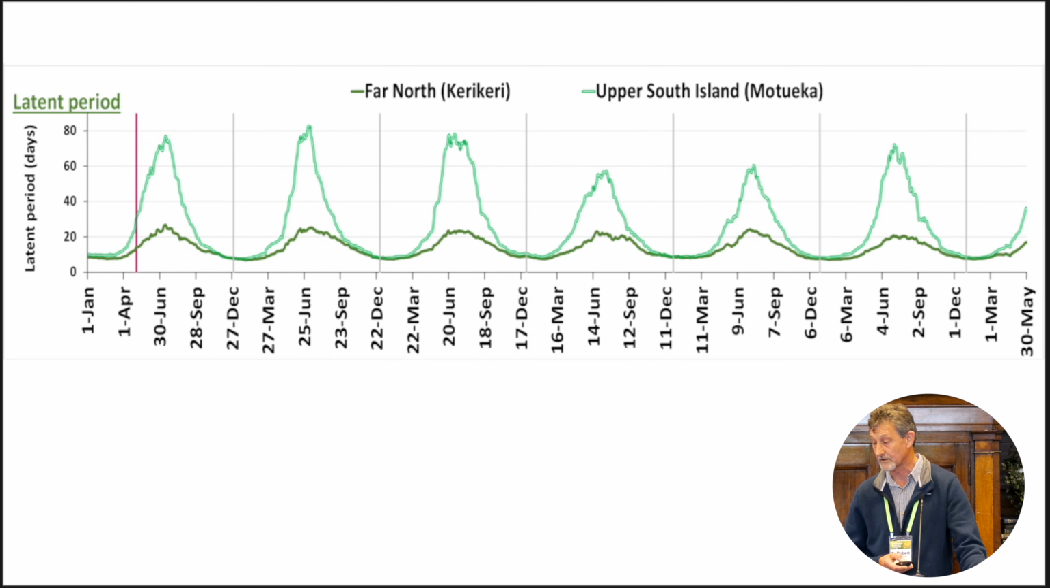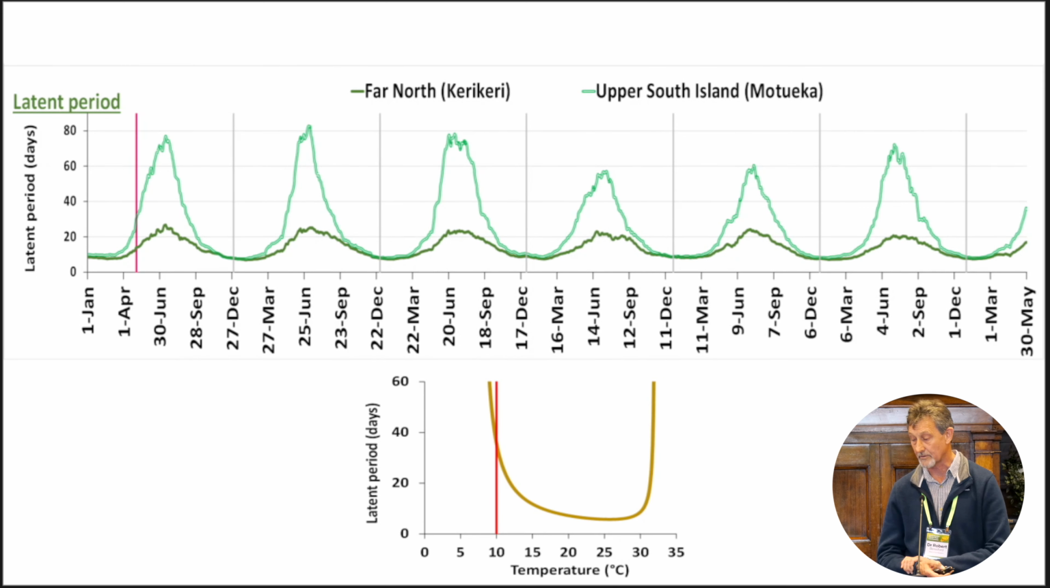And in the far north, there's quite a regular annual pattern of a slightly longer latent period in the winter than the summer. But in the upper South Island at Motueka, we've got these hugely long latent periods, and the reason for that pattern is, of course, that when the mean daily temperatures get down below 10 degrees or around that sort of region, the latent period just becomes really long because of the nature of the response. So if you go further south than that, the latent period actually is much longer again.